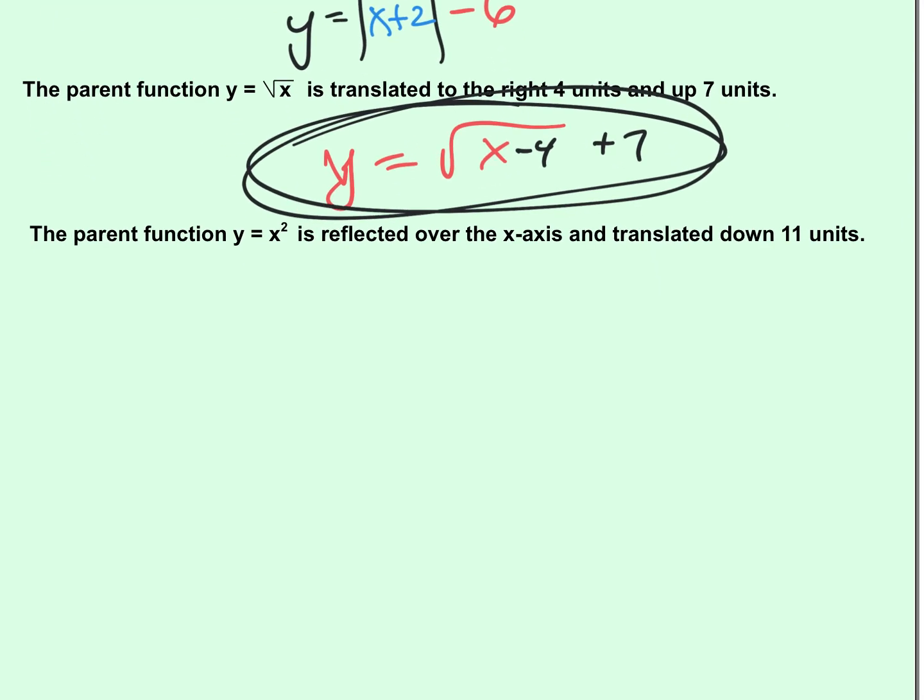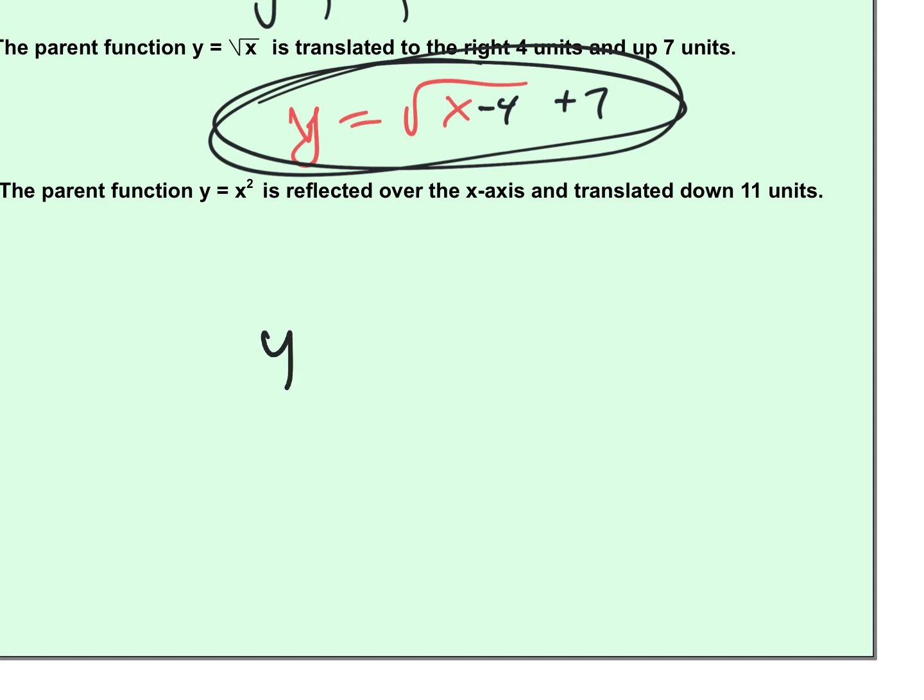Now the last one's got a reflection in it. Hudson, save the hardest one for you. y equals x squared. Where does the negative go? And it says it's reflected over the x-axis.